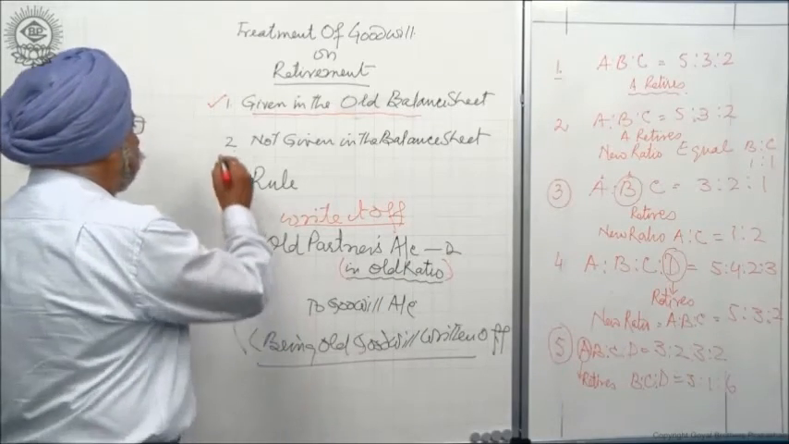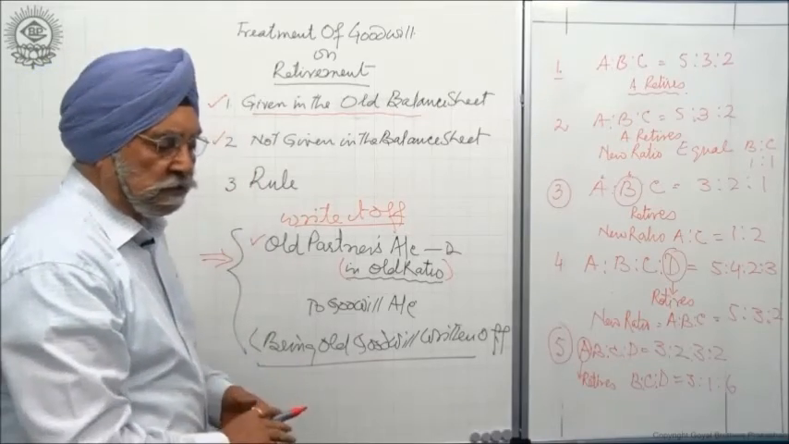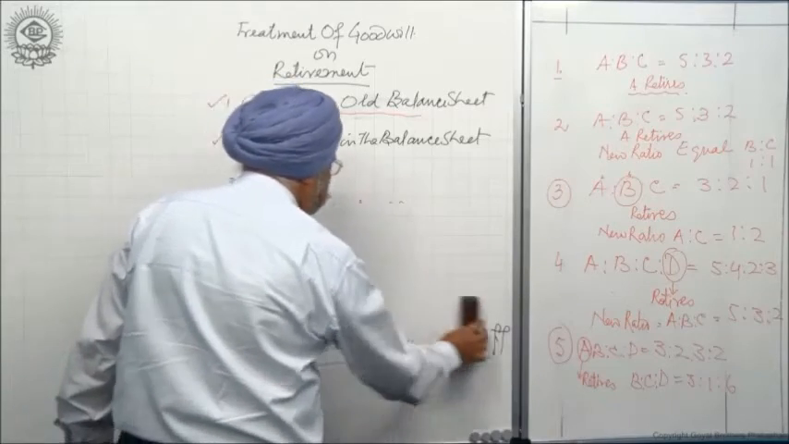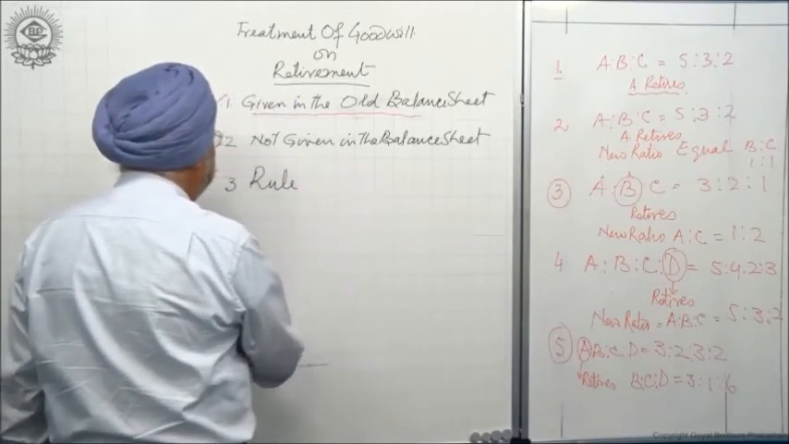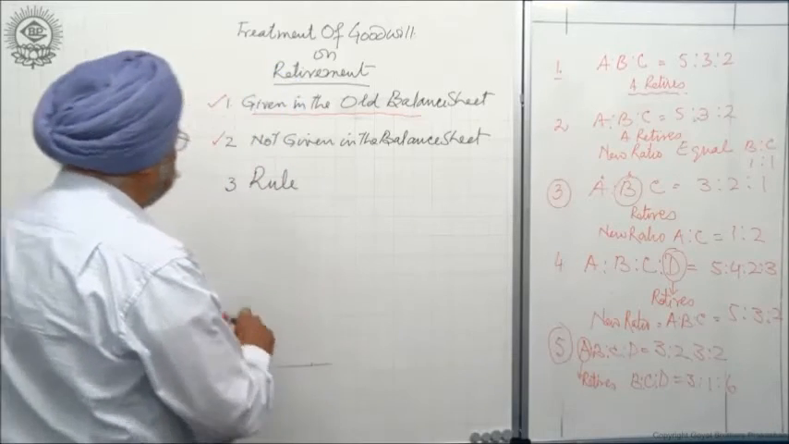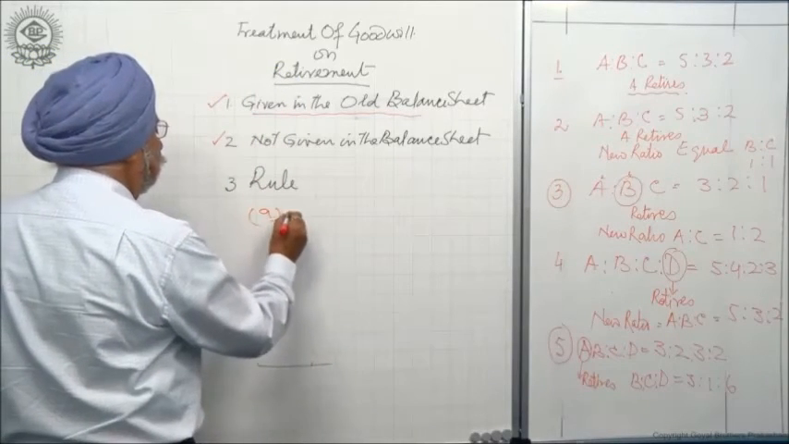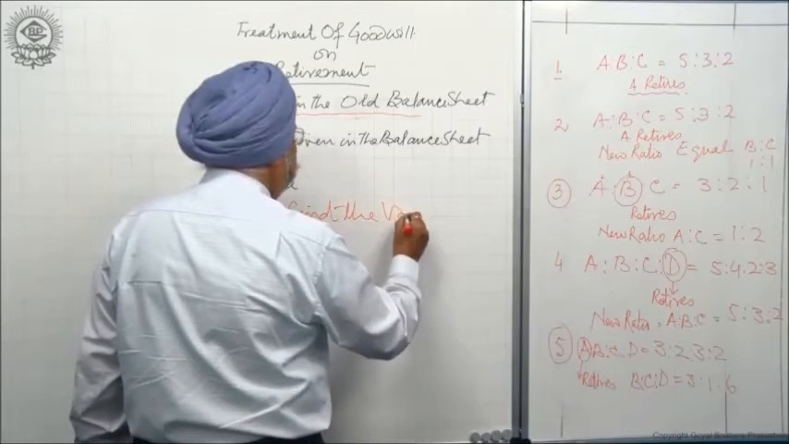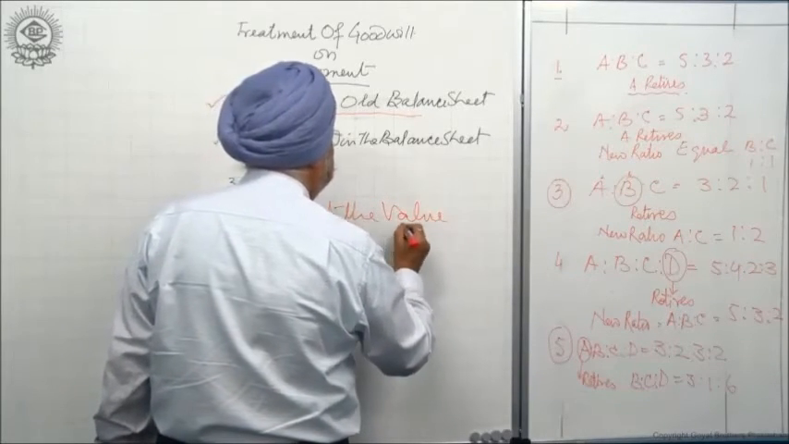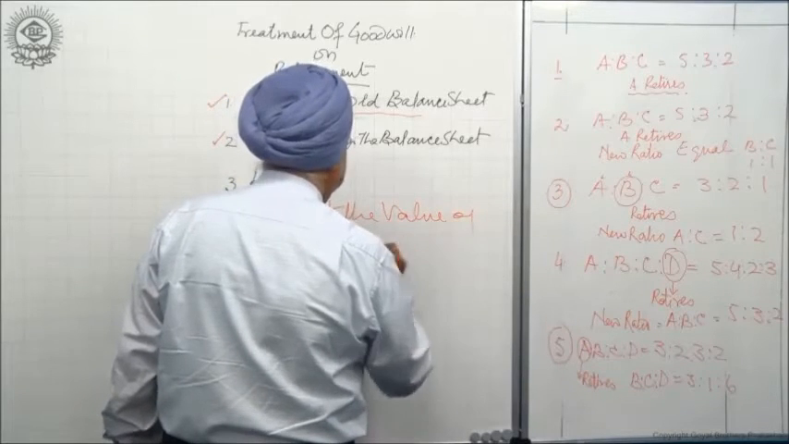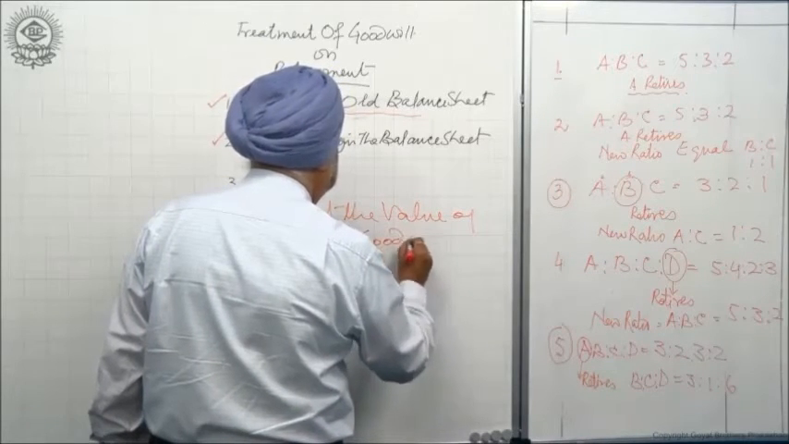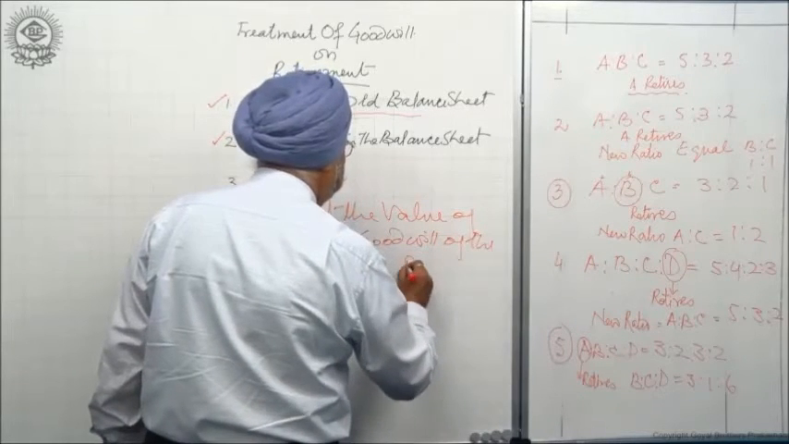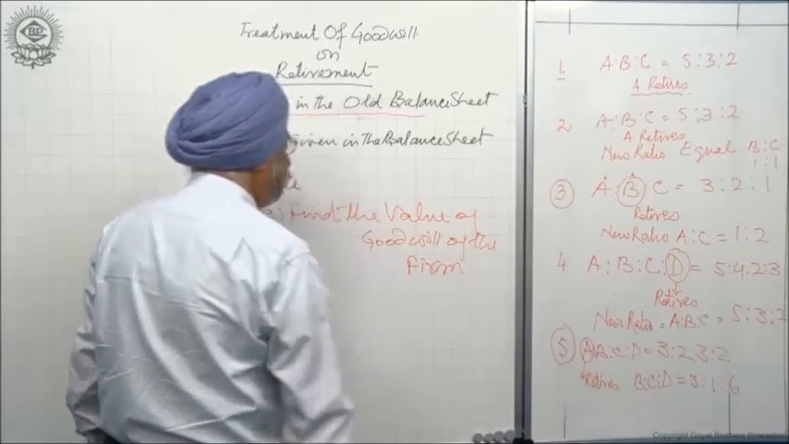After this, if goodwill is not given in the balance sheet, then what is to be done? That is the next thing. Find out what is the total goodwill of the firm. Step A: find out the value of goodwill of the firm.